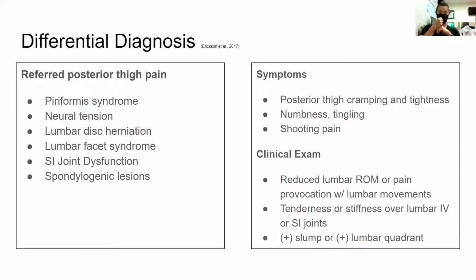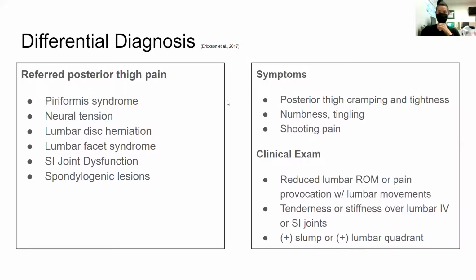And then, like anything else, you also want to be wary of any referred pain coming proximally from the low back, SI joint, or some peripheral entrapment. So pay attention to the quality of pain, whether they're dealing with any cramping, numbness, tingling, or maybe shooting pain. You might want to rule out the low back or SI joint.